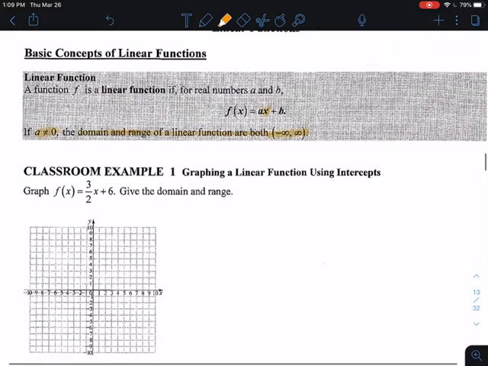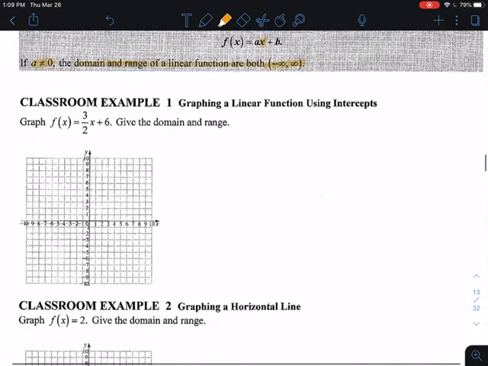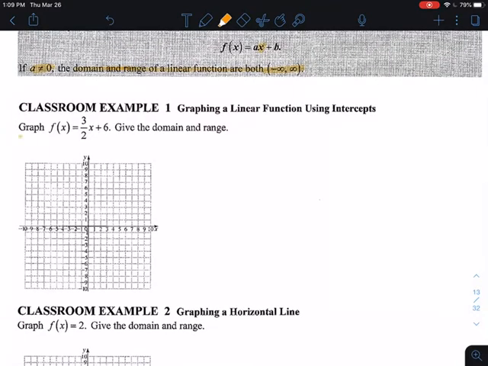So we're going to start doing some graphs. And they asked us to graph this linear function. All right, 3 over 2x plus 6. Give the domain and range. We're going to be graphing this linear function using intercepts. All right, so we talked about intercepts before. Intercepts is where the graph crosses the x and y axis.